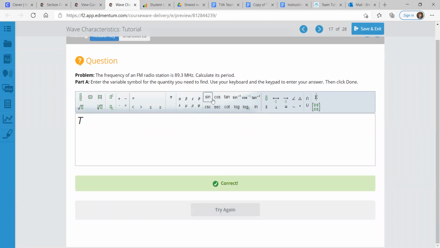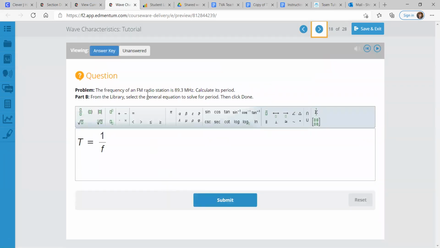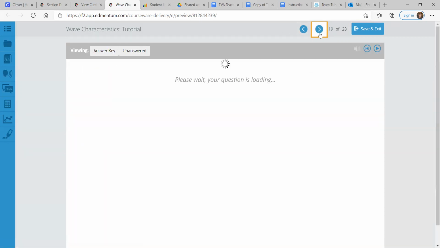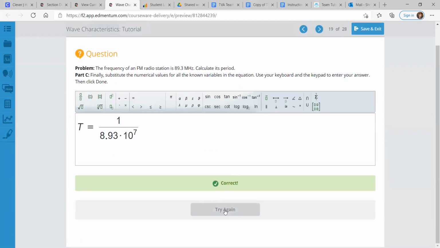So enter the variable symbol for the quantity you need. So the period is T. We're given the frequency of a radio station, 89.3 megahertz. And we know this equation: the period is equal to 1 over the frequency. So we already have the frequency, and we can just plug it in. 1 divided by 8.93 times 10 to the 7th power. And that's it.